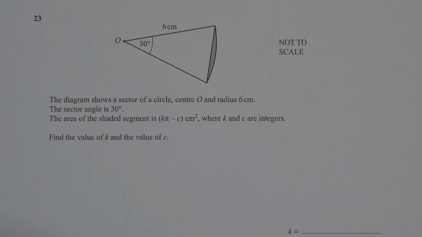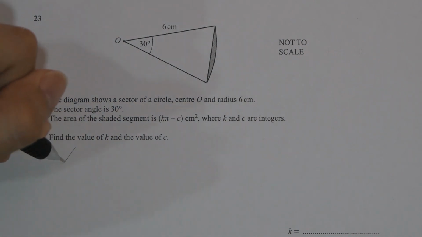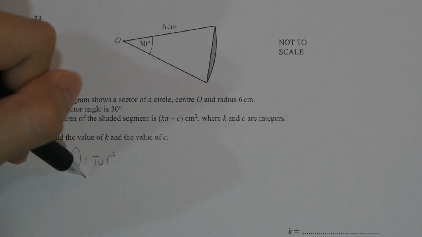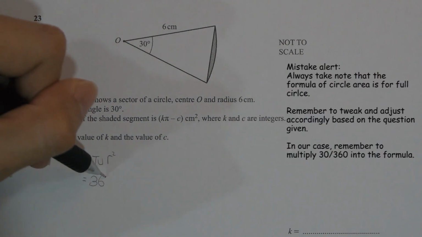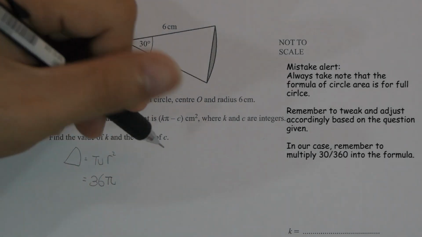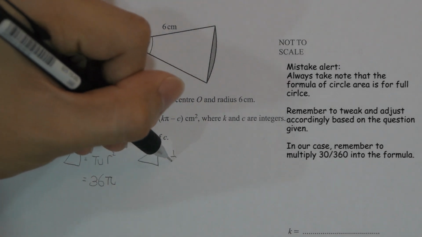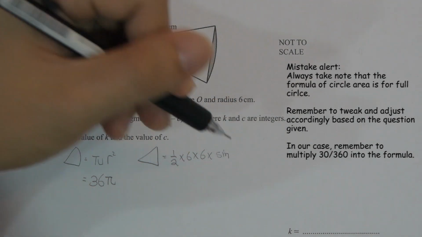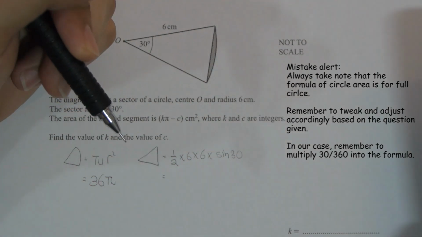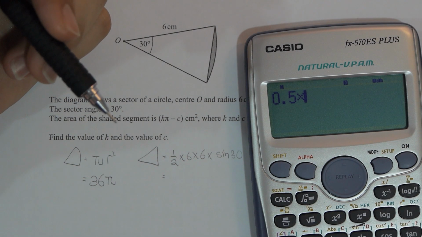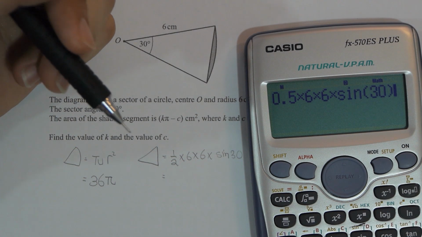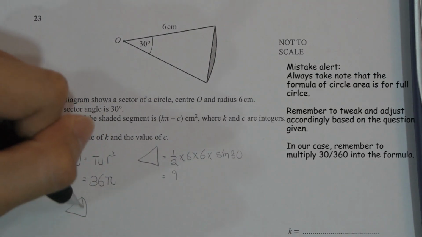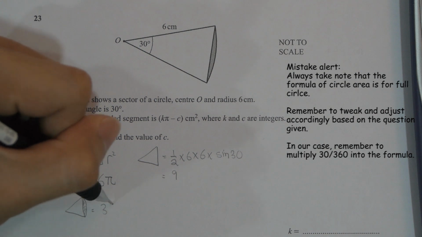For question 23, I actually made a mistake when approaching this question. This is the thing you need to take note. The formula that we remember is for a full circle, whereby for this part is only 30. So I'm required to take 30 over 360 times pi r squared to get the accurate answer. Okay? By doing so, you do the shifting, then you will get the final results of k equals to 3 and c is actually 9.